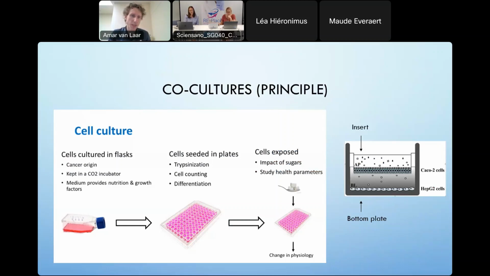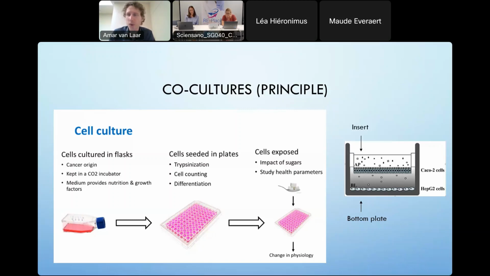And then when the cells have grown enough, usually about 80% confluency, you can start transferring them to a cell culture plate. Because we use adherent cells, you need a trypsinization step in which the cells leave the bottom and get in a suspension which you can transfer to the plate. You count the number of cells to ensure that every experiment has the same number of cells and also the same number of cells in each well. And then you're ready for exposure.